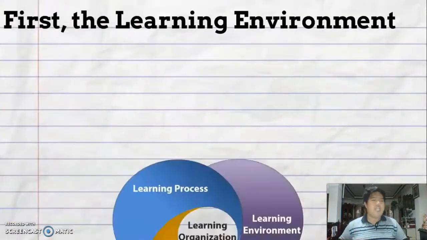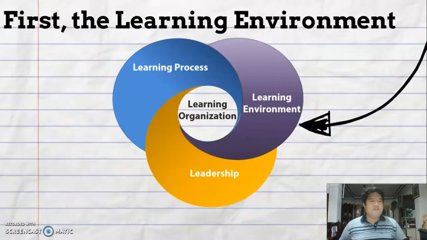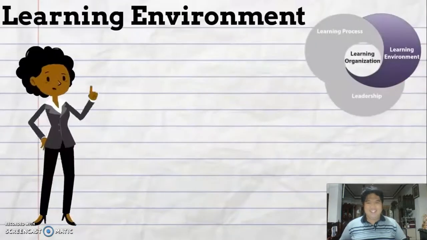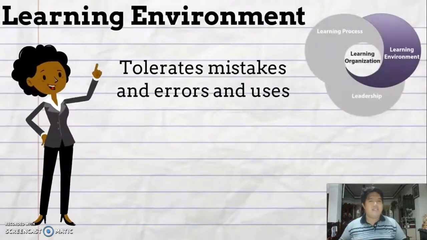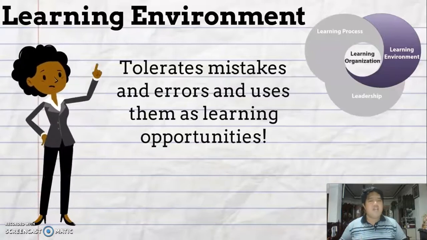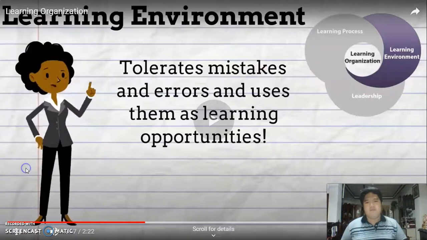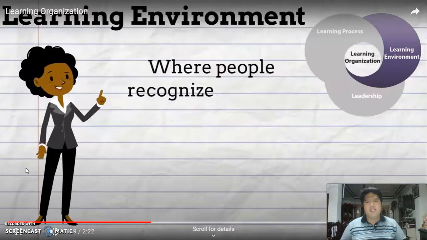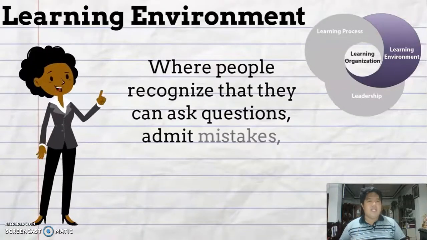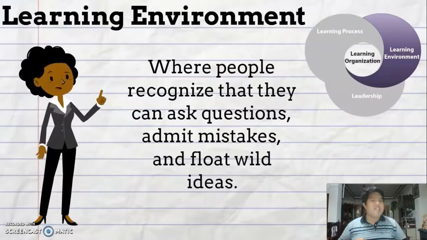First, the learning environment. Learning environment tolerates mistakes and errors and uses them as learning opportunities. That is why it is a must that we need to have a conducive environment for learning, where people recognize that they can ask questions, admit mistakes, and float wild ideas.